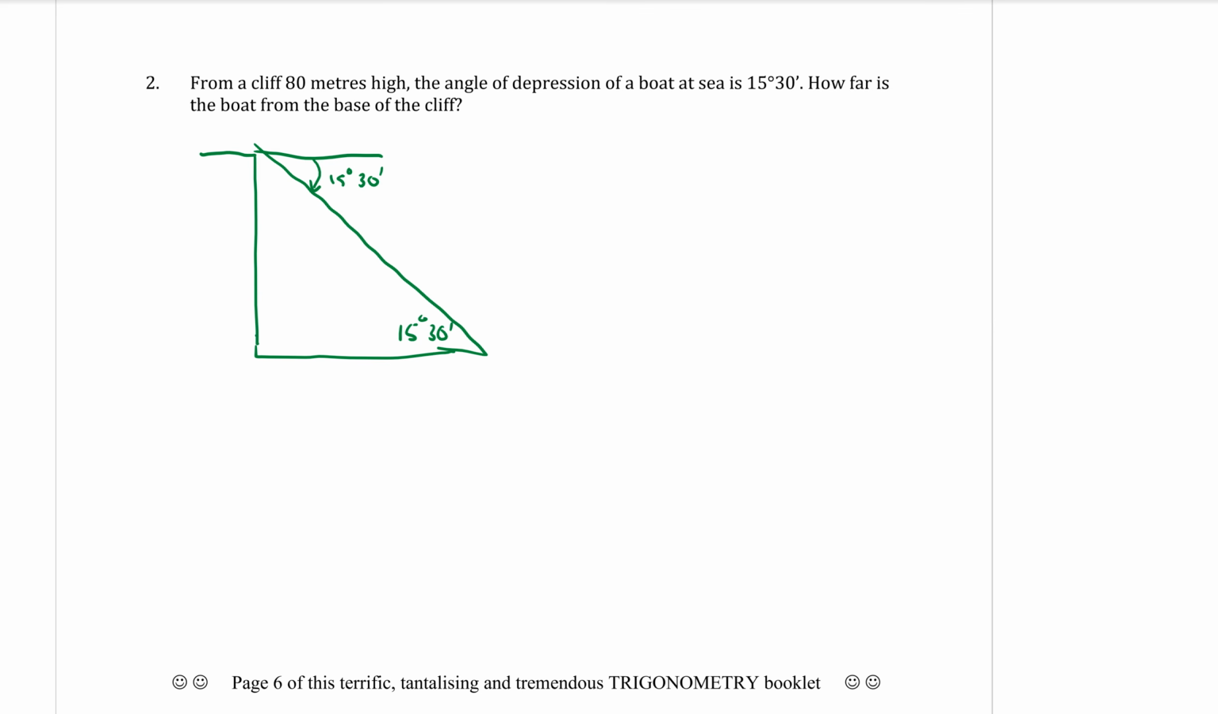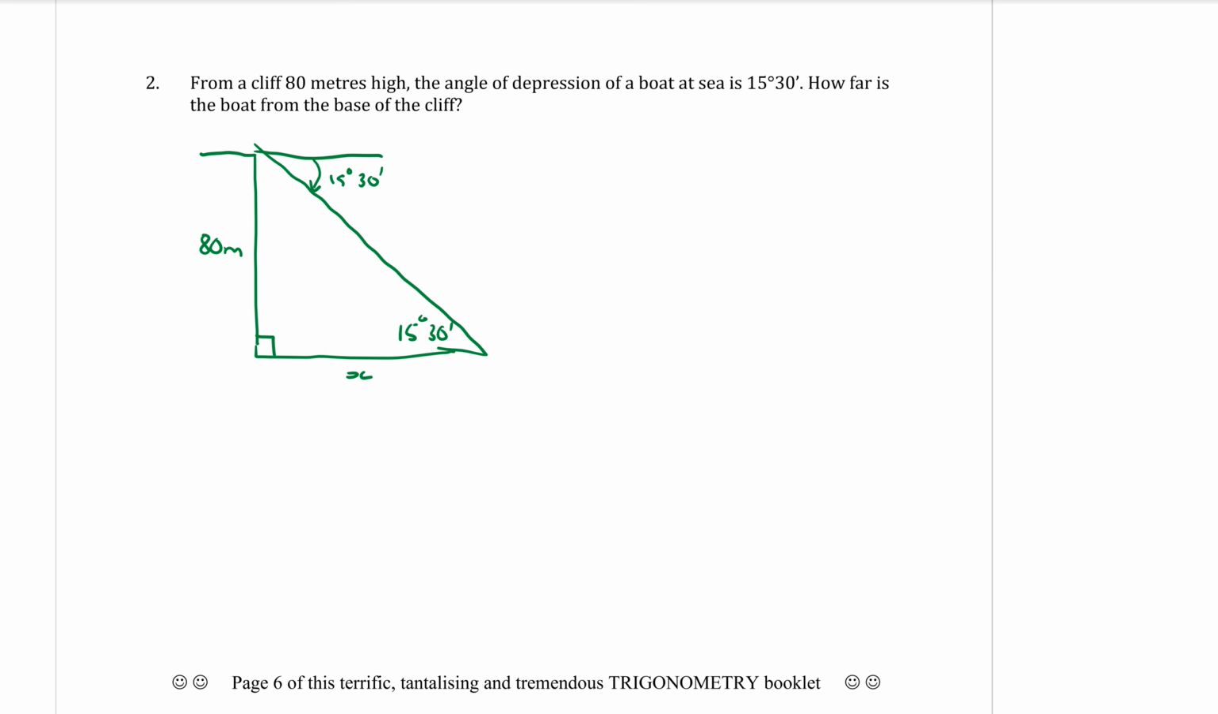The next part of the question says, well, actually, the cliff was 80 metres high, so I need that on there as well. So there it is. My cliff, 80 metres high, has an angle of depression of 15 degrees and 30 minutes. How far is the boat from the base of the cliff? So I'm trying to find that distance across the bottom.